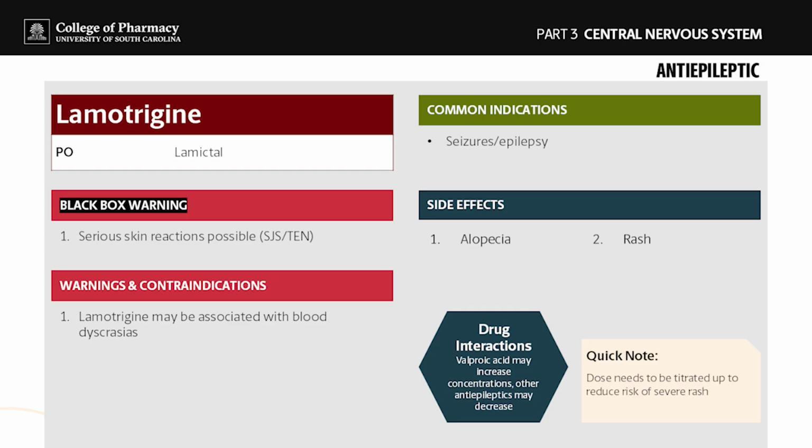Okay, lamotrigine. The brand name is Lamictal. And you remember that lamb. But I think if we remember lamotrigine, Lamictal, we kind of equate the two. The common indication for this is, of course, like the others, seizures and epilepsy. Now, some of the side effects, alopecia and rash, and this is why the dose needs to be titrated up to reduce the risk of severe rash. So you got to make sure you start low and ease it up. Your black box warning has serious skin reactions possible. And also, one thing about lamotrigine, it could be associated with blood dyscrasias, so that's important.